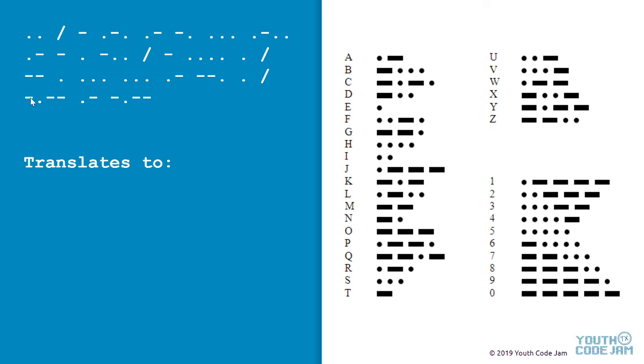and then we have dash dot dash dash, let's see, looks like that's a Y. Dot dash is A, and we have another dash dot dash dash, which is Y. So our message translates to, I translated the message, yay. And we did indeed, we just translated the message.